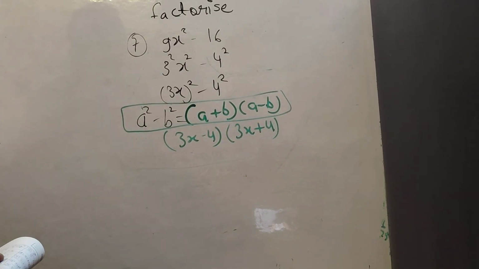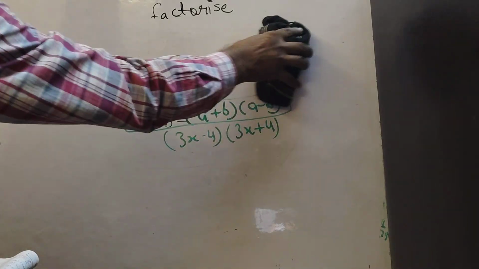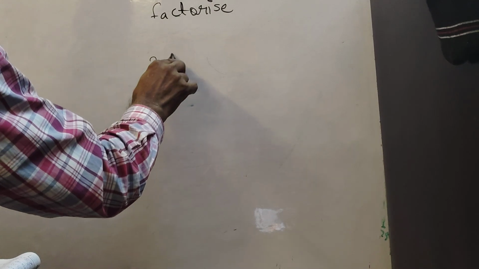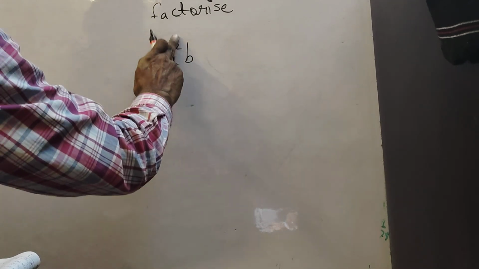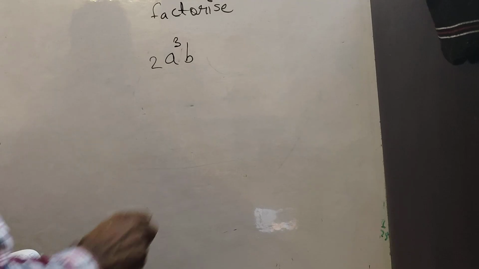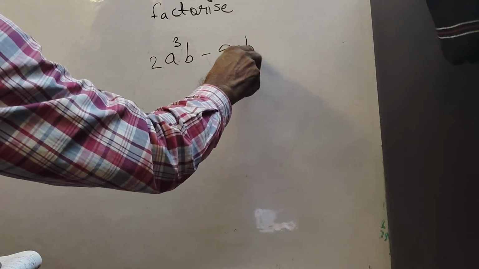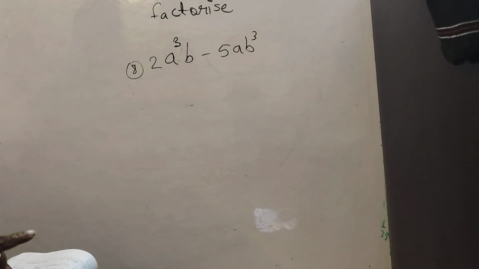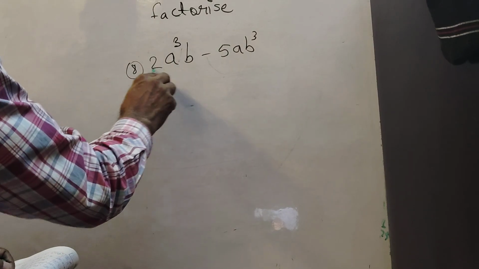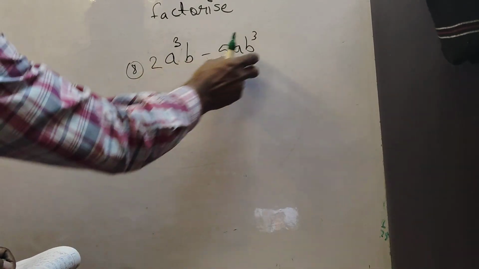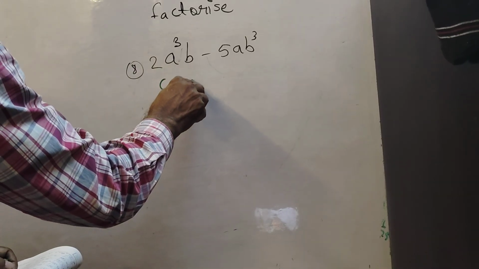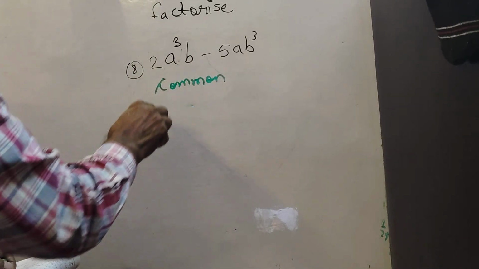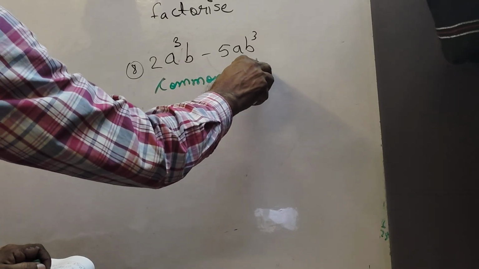Next question number 8. Now from 8, there is the interesting thing. The interesting thing is there is not given any squares, we are observing 2a cube b minus 5ab cube. So in the question number 8, we are not observing the squares. So how do we solve? Now there are two terms, first term, second term, there is the common term. That means common factor or HCF, highest common factor. So this is important here.